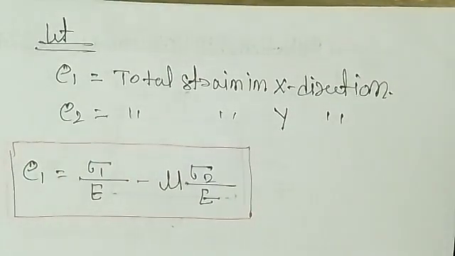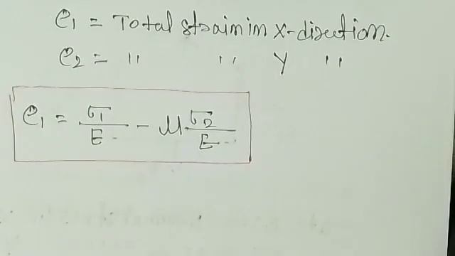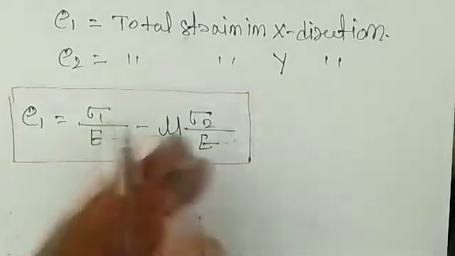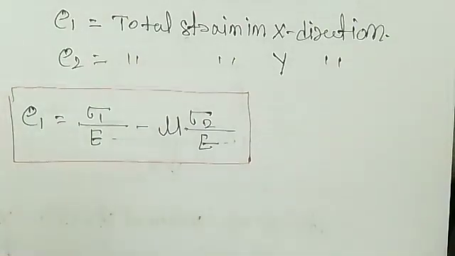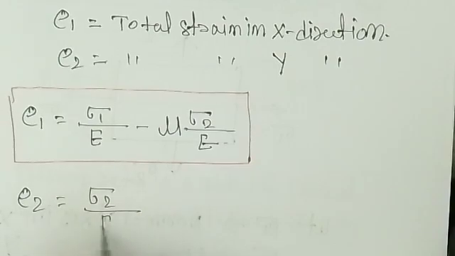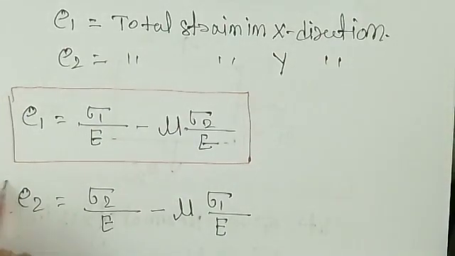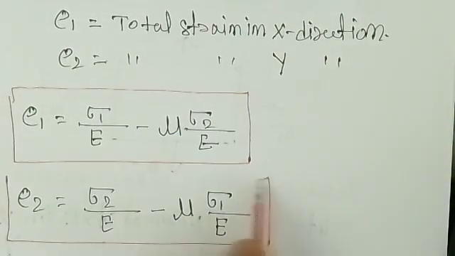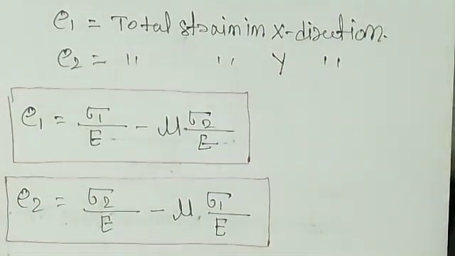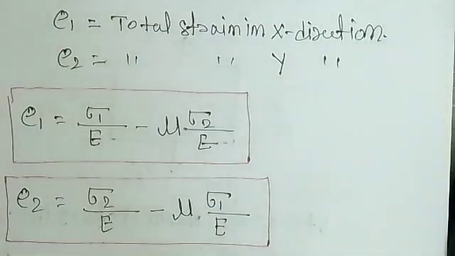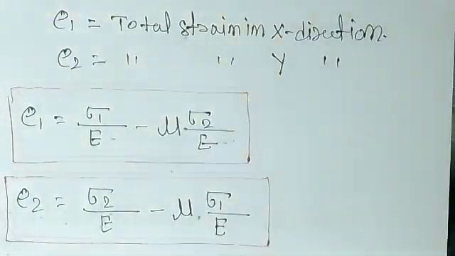Similarly, to calculate the strain in y direction, we take the longitudinal strain because of sigma 2 and the lateral strain because of sigma 1. So E2, the total strain in y direction, is sigma 2 by E minus mu times sigma 1 by E. This is the relation between stress and strain in a 2-dimensional element or body. Now we can see the stress and strain relation in a 3-dimensional body.